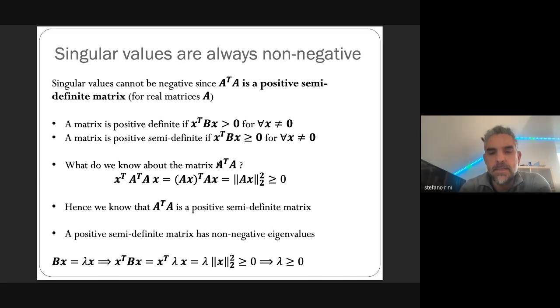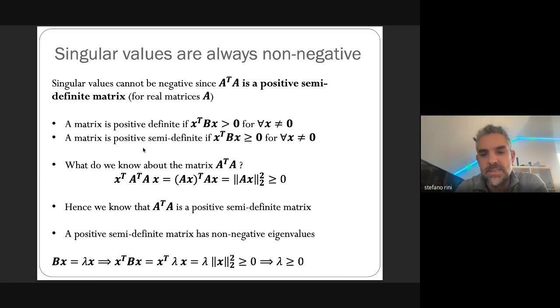So what do we know about the matrix A transpose A? We apply the definition of positive semi-definite. So we have that this is equal to x transpose A transpose A x, so this is Ax, or everything transpose, and this is equal to the norm of Ax squared, right? And we know that the norm is always positive or equal to 0. So for sure the matrix A transpose A is positive semi-definite. Okay? It could be equal to 0, and it could be greater than 0.